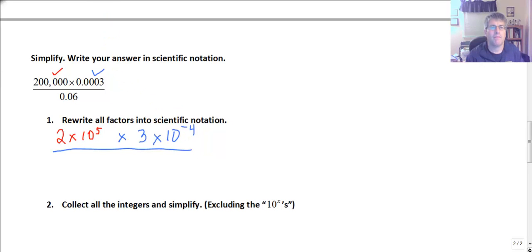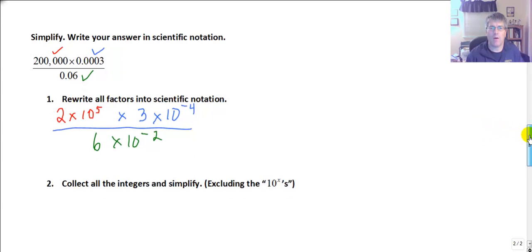And then finally, let's rewrite 6 100ths. That also is a small number. I'm going to move my decimal place 2 places to the right, and I'm going to have 6 times 10 to the negative 2nd. So that's a small number. That makes sense, I have a negative exponent here. So I've rewritten all of this into scientific notation.